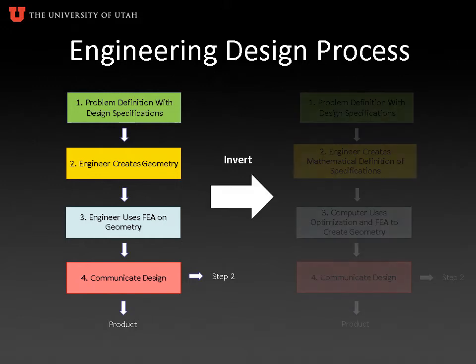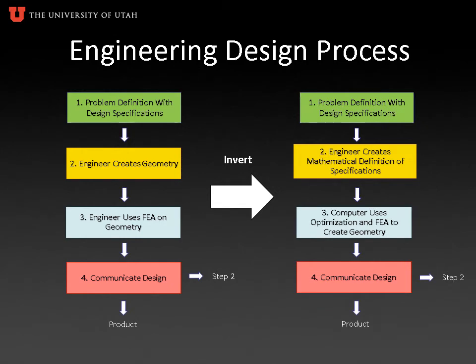So now with the inverted design process, it is fairly similar to the original process, but instead of engineers creating geometries, engineers create a mathematical definition of the design specifications using software. The engineers then input the definition into a software called Play-Doh, which uses gradient-based optimization and finite element analysis to create an optimized geometry.